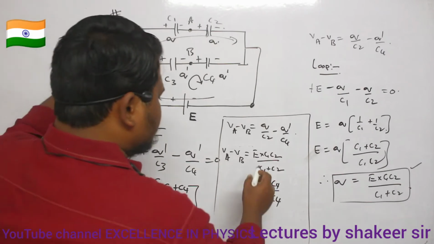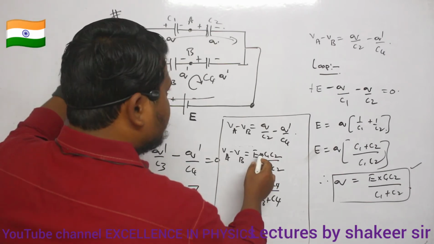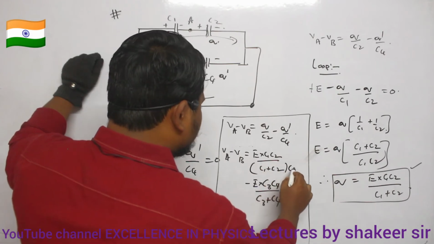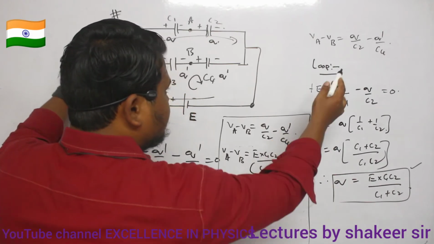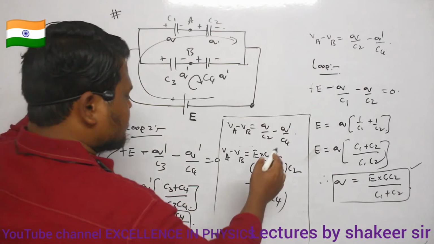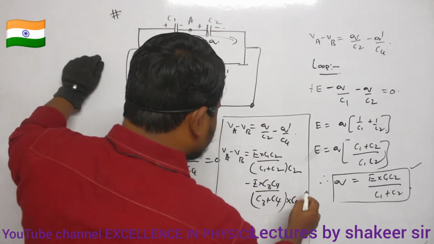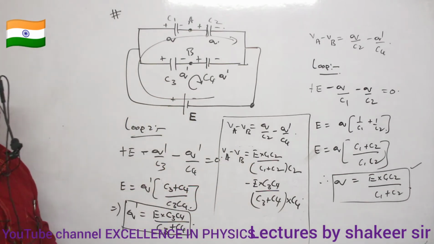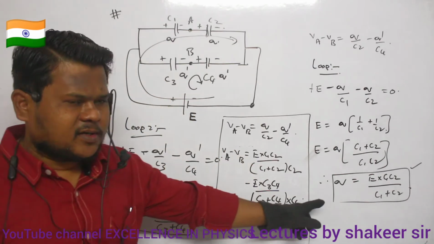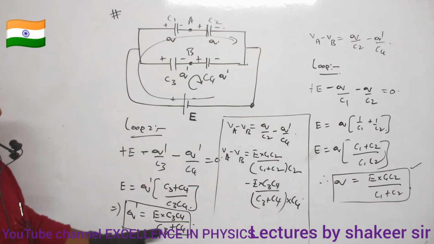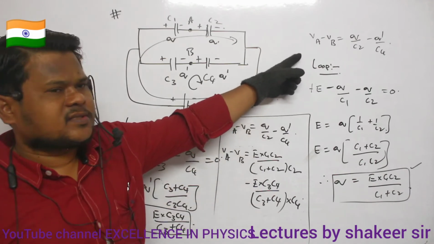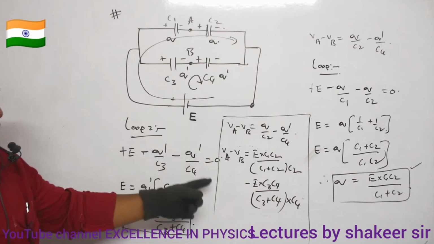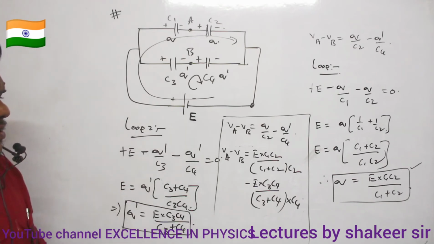Okay? So Q divided by C2. So Q value is this one and C2 value is C2 only. Clear? So here Q dash value is this much, Q dash divided by C4, multiplied by C4. So this is the equation of VA minus VB. Understood, all of you? So Q value we have calculated, Q dash value we have calculated, substituted both of these equations in this one. So this is our required equation, VA minus VB.